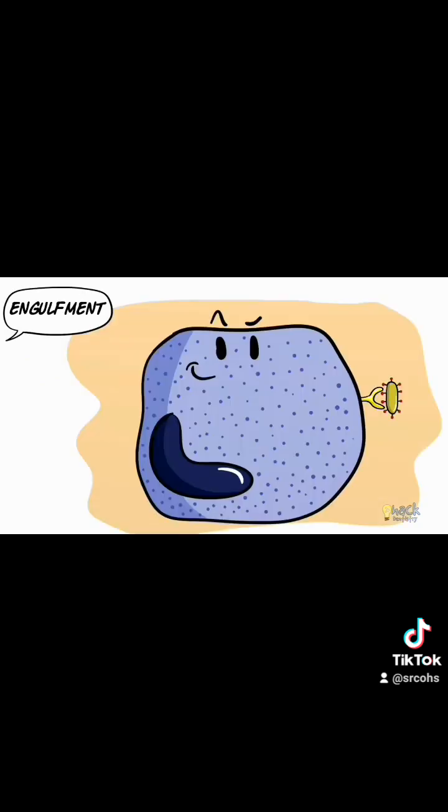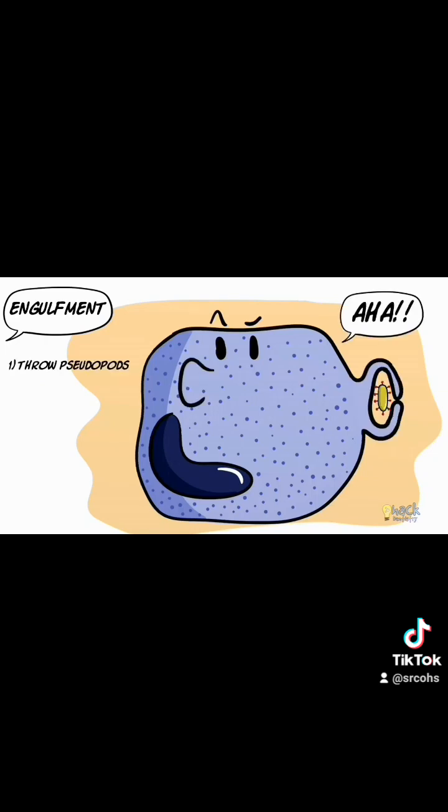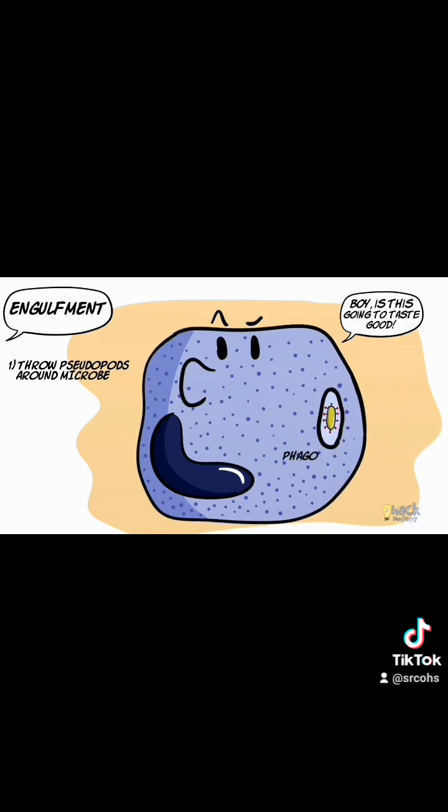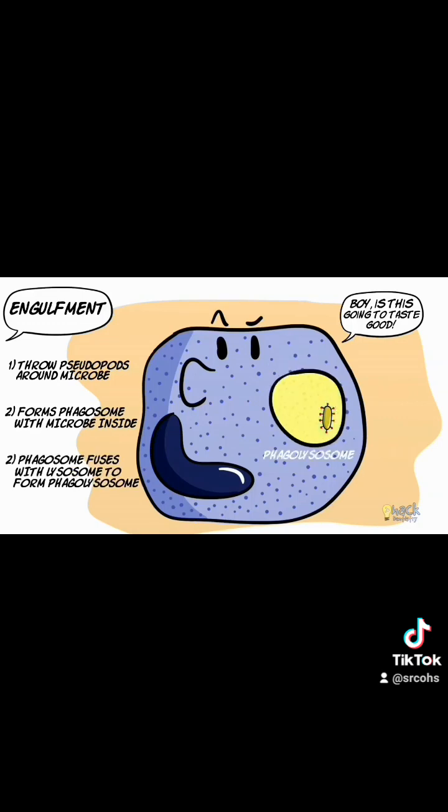After attachment to phagocyte receptors, the plasma membrane of the phagocyte extends through extensions called pseudopods around the microbe, engulfing it. Now this part of the plasma membrane gets pinched off, forming a vesicle called phagosome with the microbe inside. The phagosome then fuses with a lysosome inside the cell, forming phagolysosome.